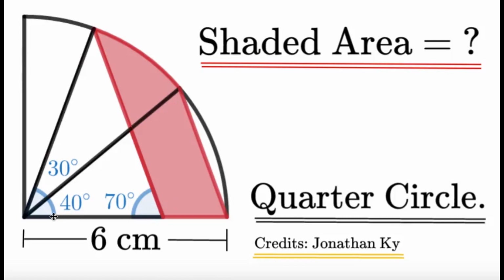Here's an item on geometry. We have a quarter circle on the left here, so refer to the figure. We have the radius to be 6, and we have some angles here to be labeled. We're asked to get the area of the shaded region. Credits to Jonathan Key for this item.